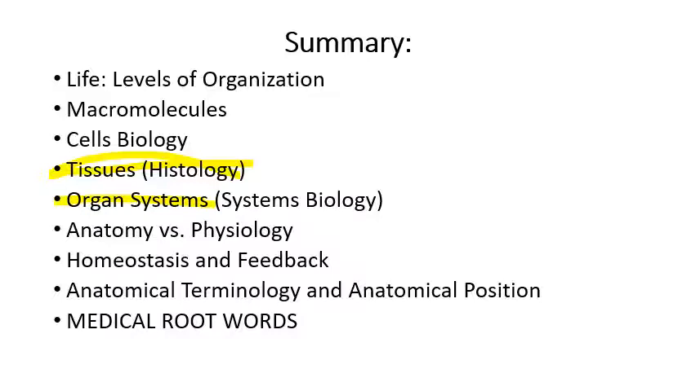And we are going to learn anatomy and physiology using systems biology. We're going to use the systems method of learning about anatomy and physiology. Okay, you learned about what homeostasis is, what positive and negative feedback are, and what a stimulus is. We learned about anatomical terminology, and then we had some fun with medical root words. Let's see if we learned any of this stuff.